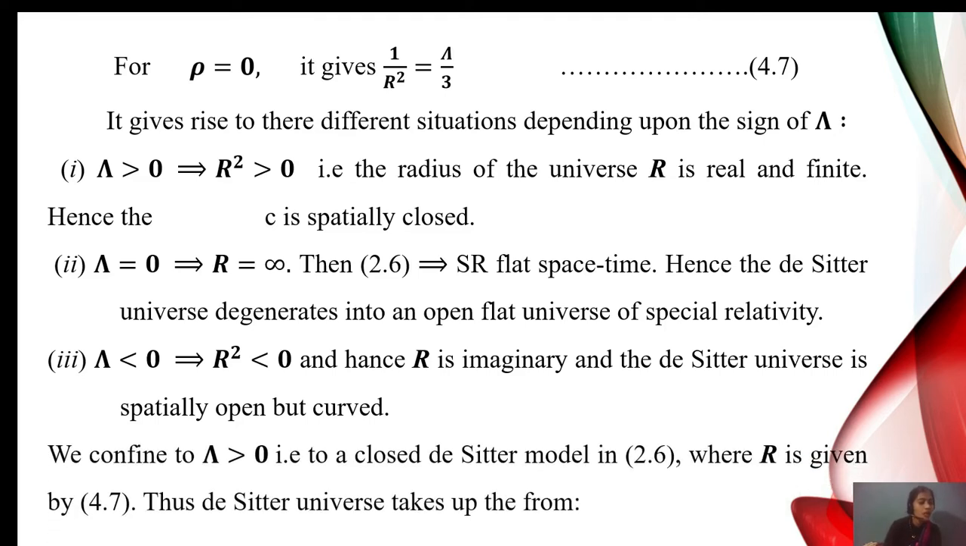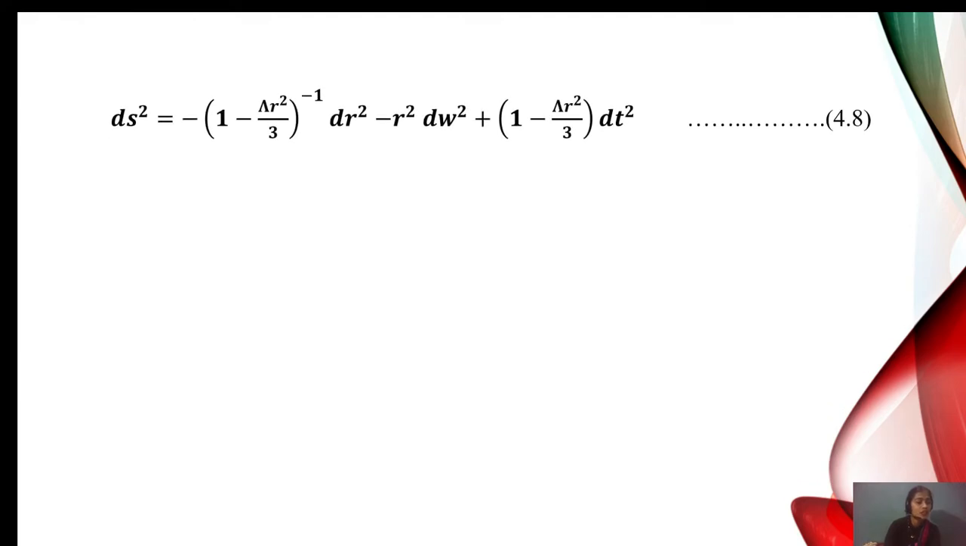We confine ourselves to lambda greater than 0, the closed de-Sitter model, and are given the equation. Then the de-Sitter universe takes the form ds square equals minus (1 minus lambda r square by 3) inverse dr square minus r square d omega square plus (1 minus lambda r square upon 3) dt square.